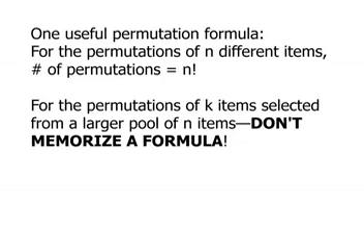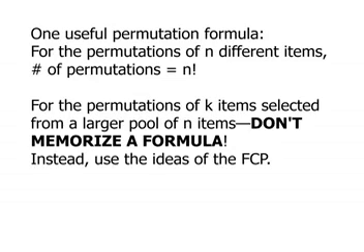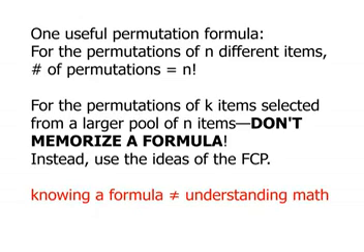For permutations of k items selected from a larger pool of n items, don't memorize a formula. Instead, use the ideas of the fundamental counting principle. And I want to emphasize here that knowing a formula is not the same as understanding math. Sometimes people think if they memorize all the formulas, they really have a handle on the math. Sometimes memorizing the formula actually impedes your understanding of math, because then you're relying exclusively on the formula rather than understanding everything about the mathematical situation. And so beware of formulas. They're useful in some ways, but don't be over-reliant on them.